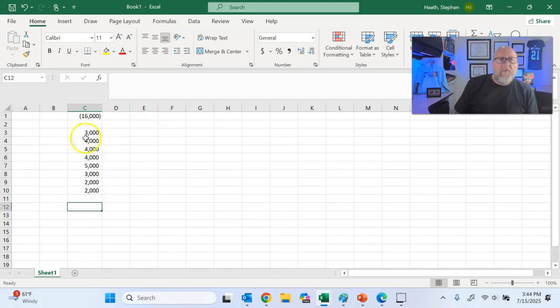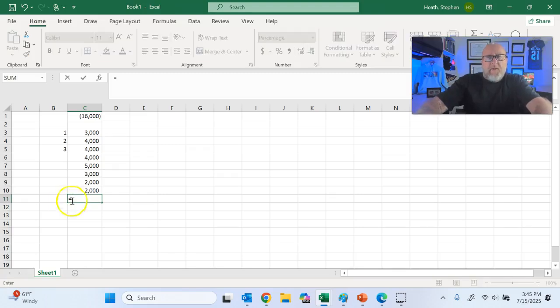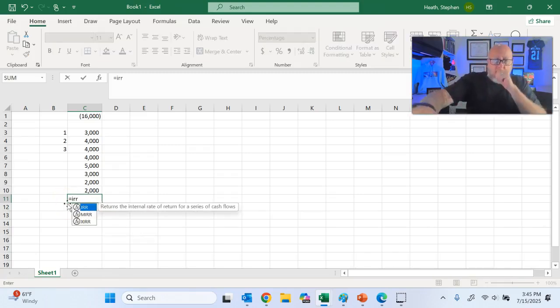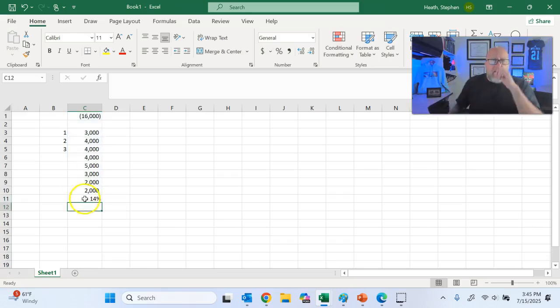Now if I want to figure out what discount rate I would need to discount 3,000 in year one, 4,000 in year two, 4,000 in year three, and so on, I can just use this formula. It's equals IRR, open parenthesis, then I would highlight everything, close parenthesis, and hit enter. And this is telling me that the discount rate would be 14.47%.